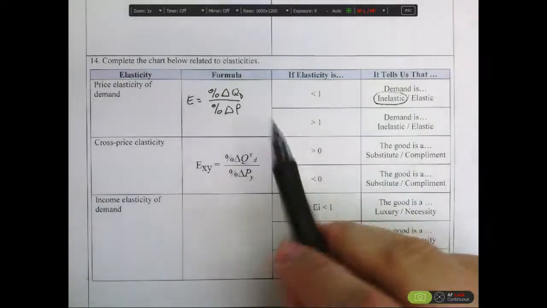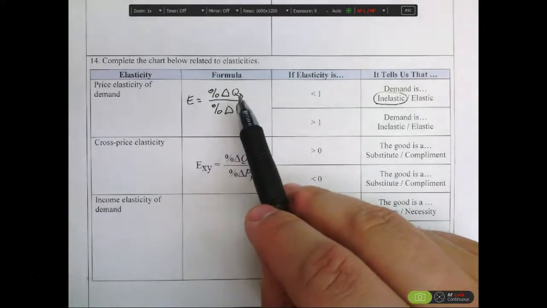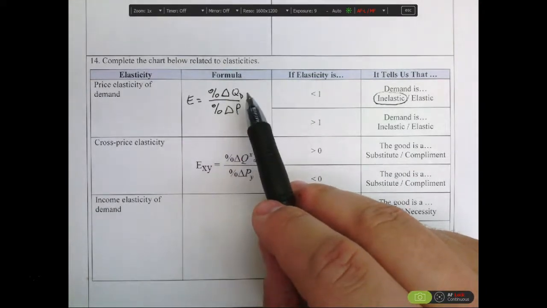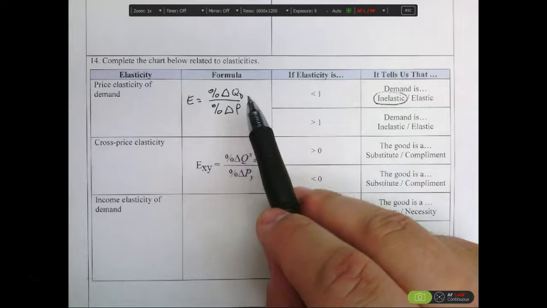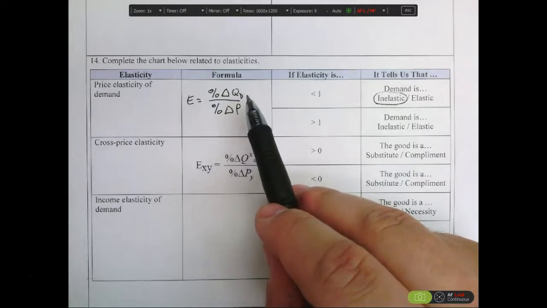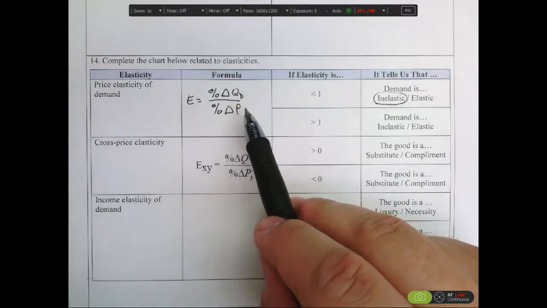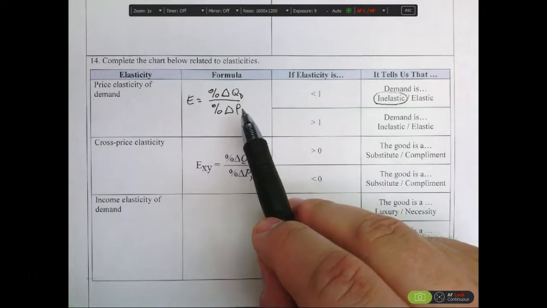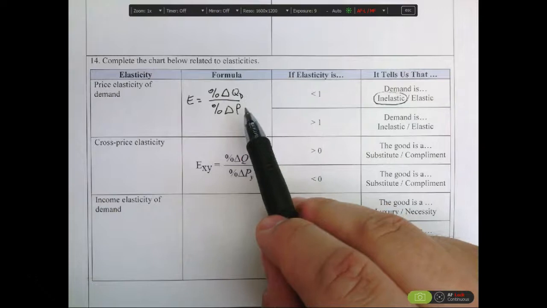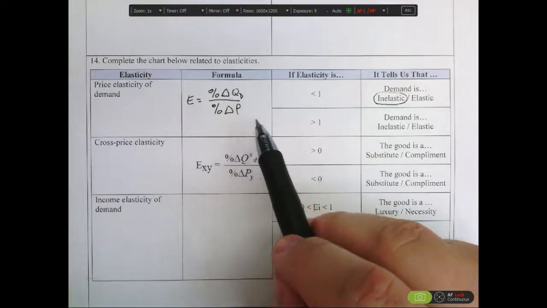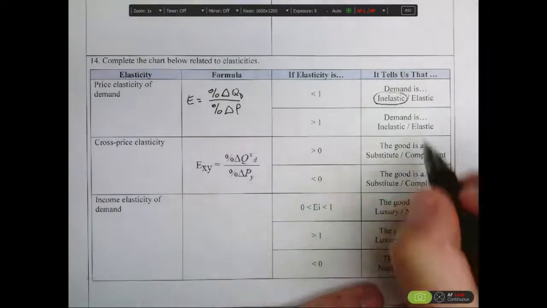Which then means that if it's greater than 1, the percent change in quantity demanded is bigger than the percent change in price. What that's telling us is that demand is very responsive to a change in price, more so than just the change in price that occurs. And so we would say then, when the numerator is greater than the denominator, that demand is very elastic.